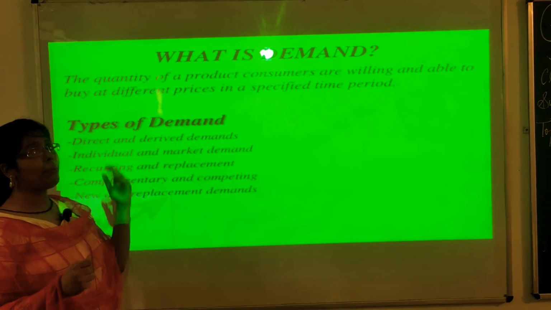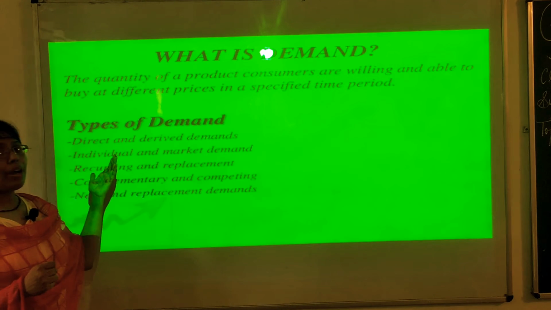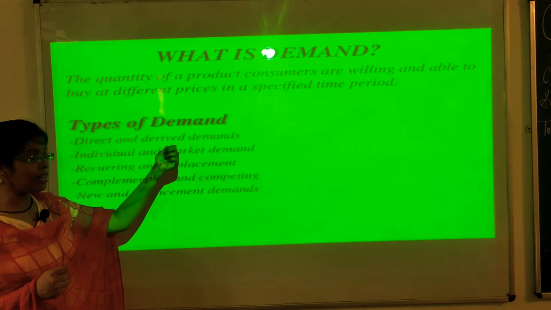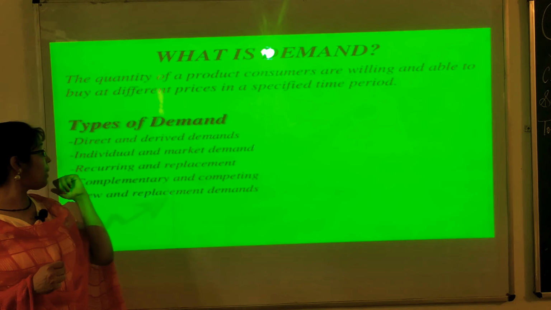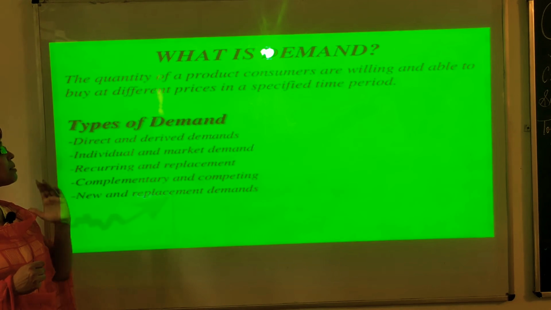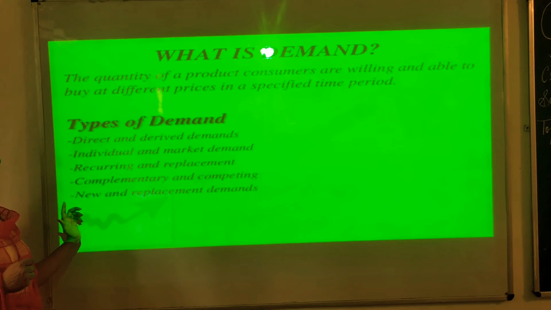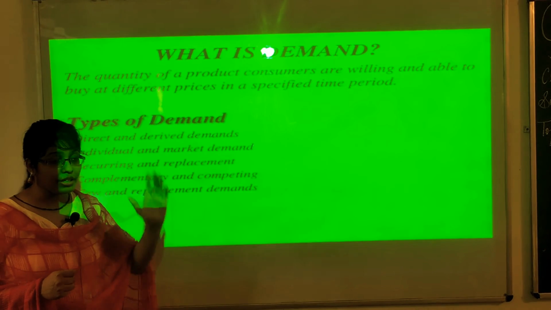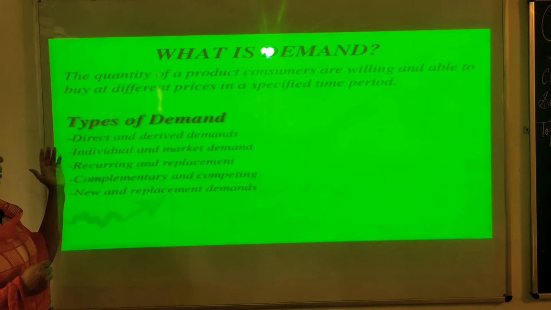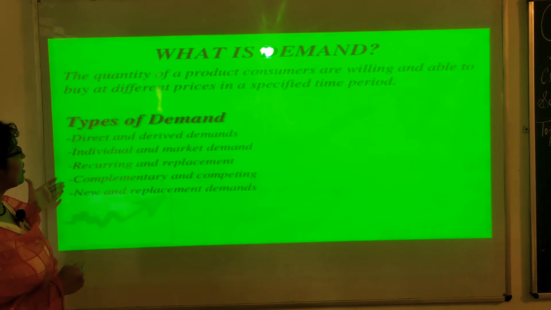Now types of demand. What are the different types of demand? That is direct and derived demand, individual and market demand, recurring and replacement demand, complementary and competing demand. Last but not the least, new and replacement demand. So I am going to tell you the meaning in short. What are these types of demand?